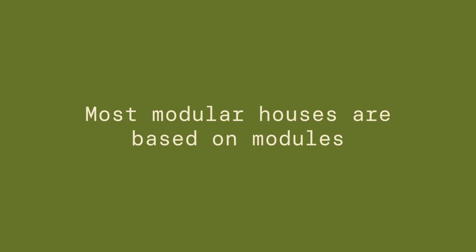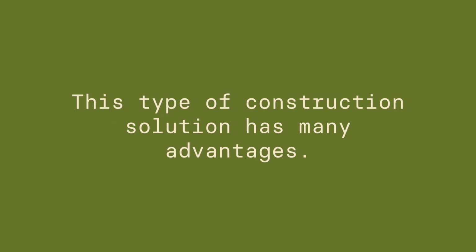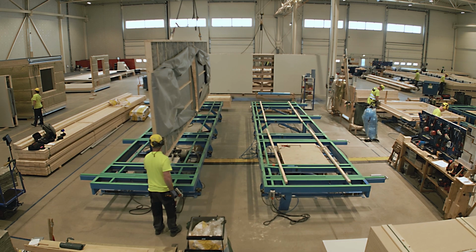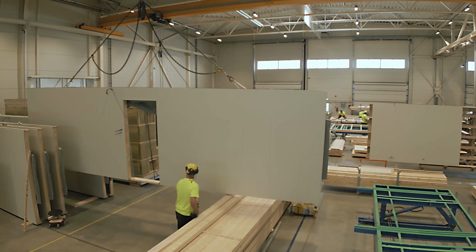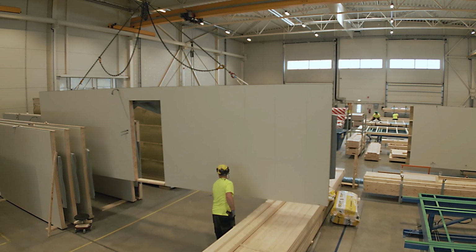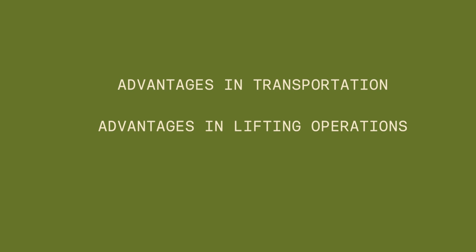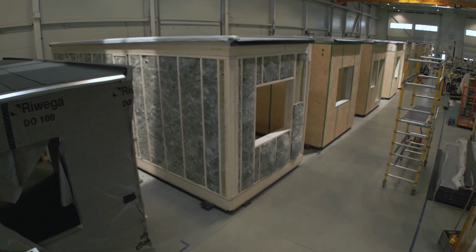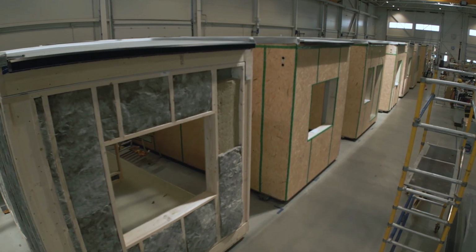Most modular houses are based on modules that are assembled from wood frame elements. This type of construction solution has many advantages. Firstly, frame elements are slim because insulation and utilities can be installed within the frame, saving space while maintaining the structure's load-bearing capacity. Secondly, the elements are lightweight, which provides advantages in transportation, advantages in lifting operations, and a slimmer foundation solution. Thirdly, modular construction shields structures better from weather and reduces significantly construction time on site.